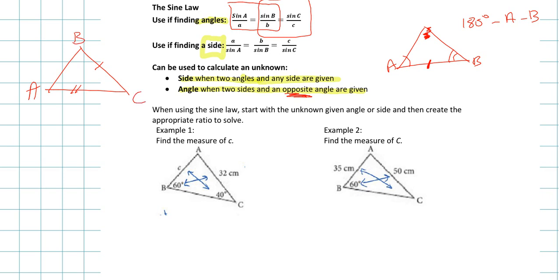Is C opposite to a given side? No. So I must have angle A or angle B because I need to have an opposite angle. Otherwise, I can't use this law. Okay? So because I know these two sides, I must have either angle B or angle A. Then I can use sine law. Does that make sense?